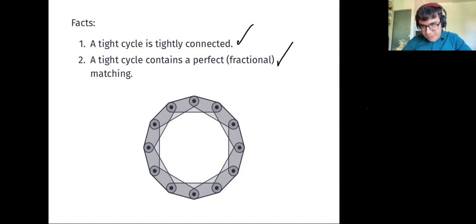A fractional matching here is an assignment of weight to the edges of the graph, where every vertex should receive the same weight. And this is just because in this tight cycle, every vertex is in the same number of edges, in this case 3, in general k. So if you assign the weight 1/k to every edge, you will have defined a fractional matching. This is similar to what we have seen in the case of Hamilton cycles in graphs. Cycles are connected and contain a matching, and here we are saying something similar. So maybe we can try to reduce the property of containing a tight cycle to these two properties.